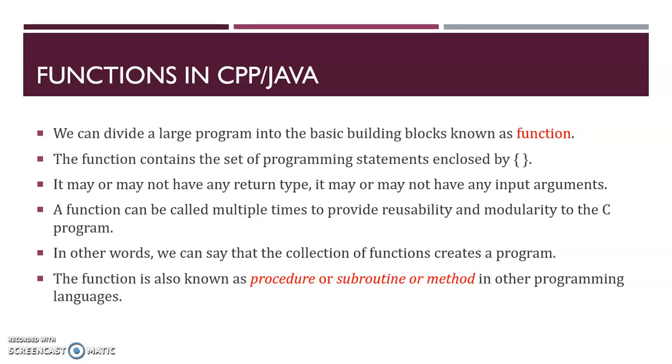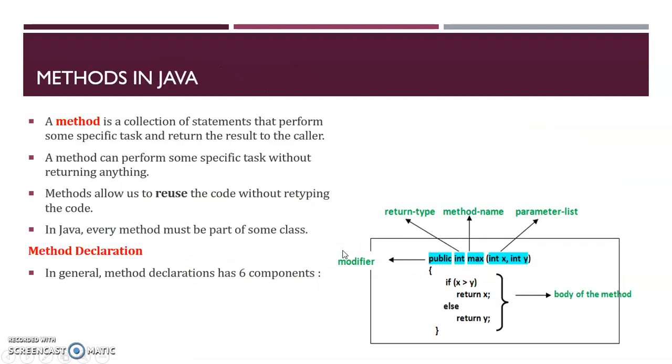Okay, and another thing is that, as I said earlier, I can use this function in any of the applications, and in the same program also I can call this function any number of times, and the collection of these functions creates a full program. Finally, a function is also known as a procedure or subroutine or method. In Java, a function is known as a method. So what is a method? It is a collection of statements that perform some specific task and return the result to the caller.